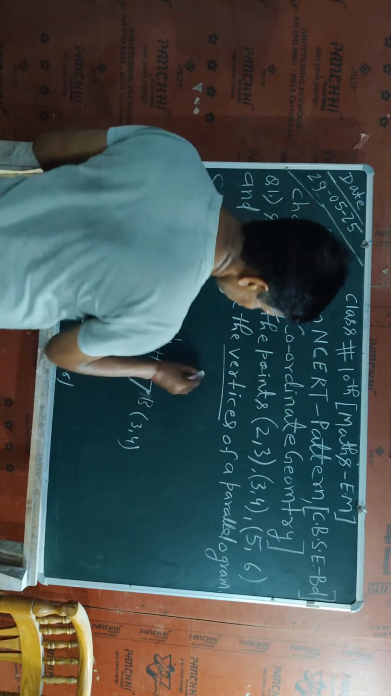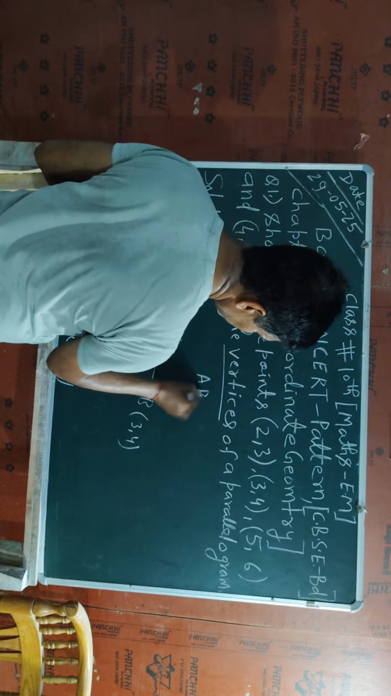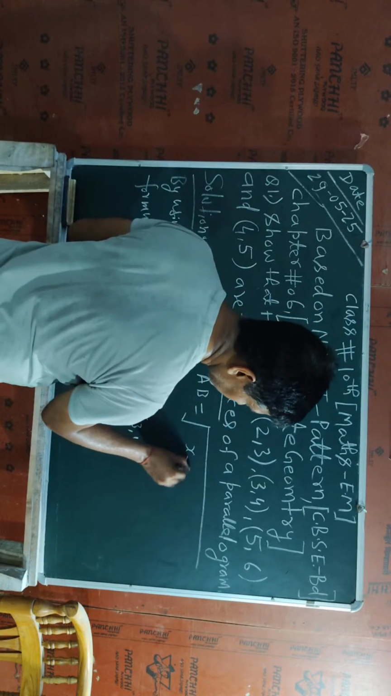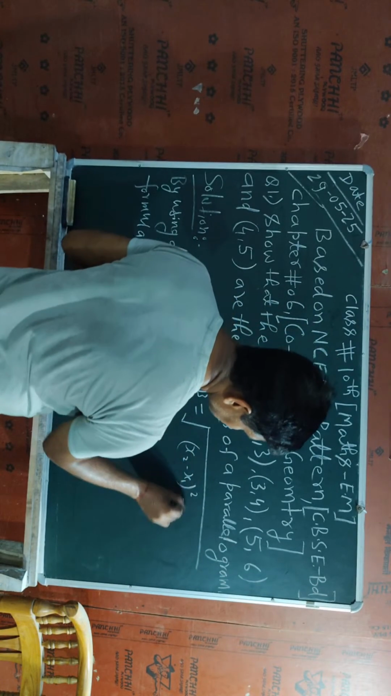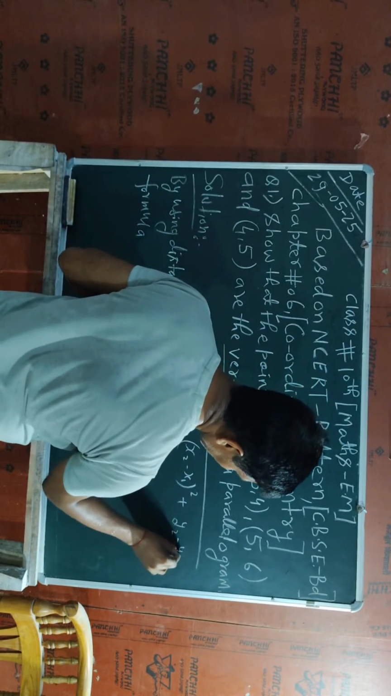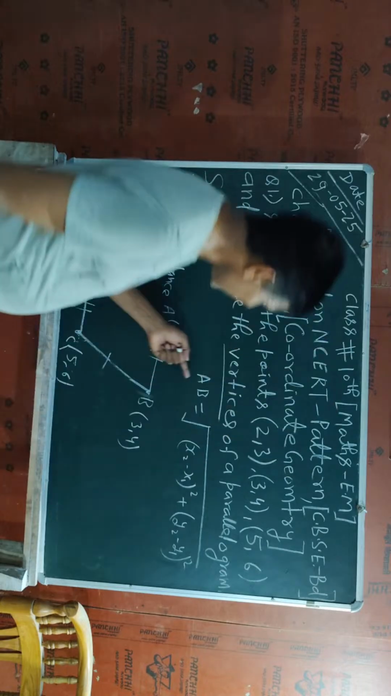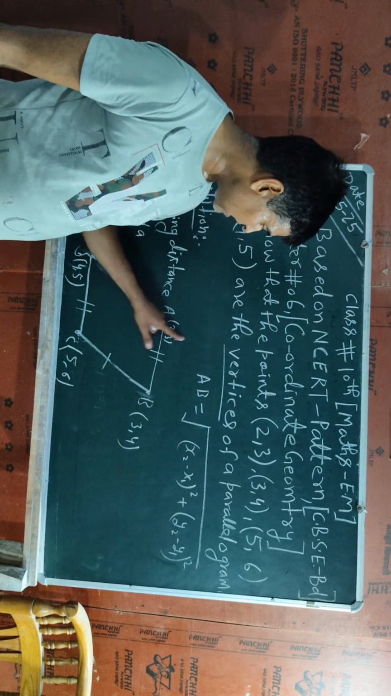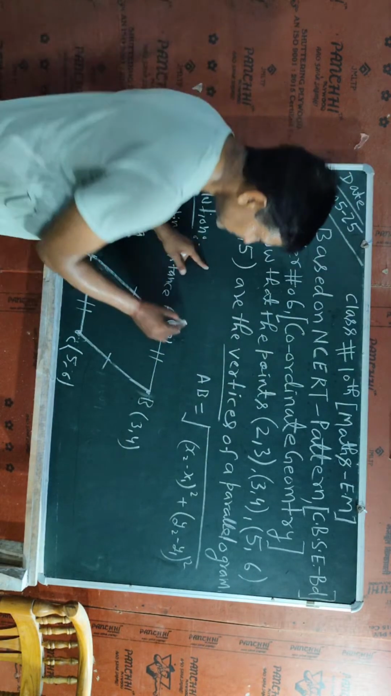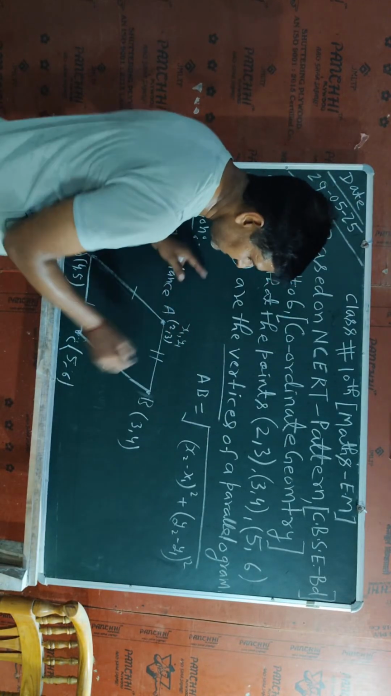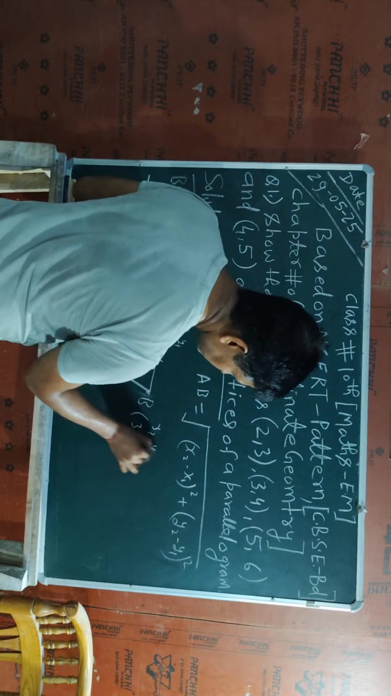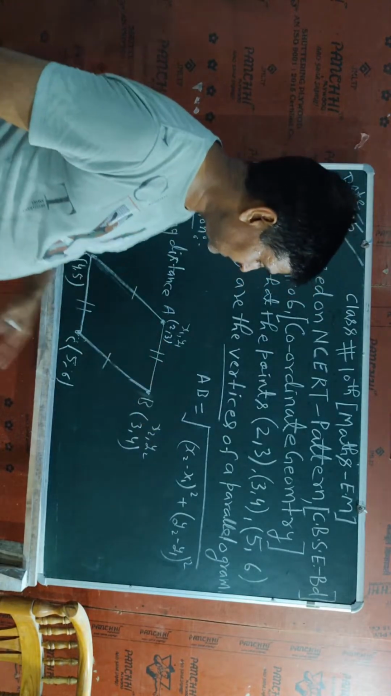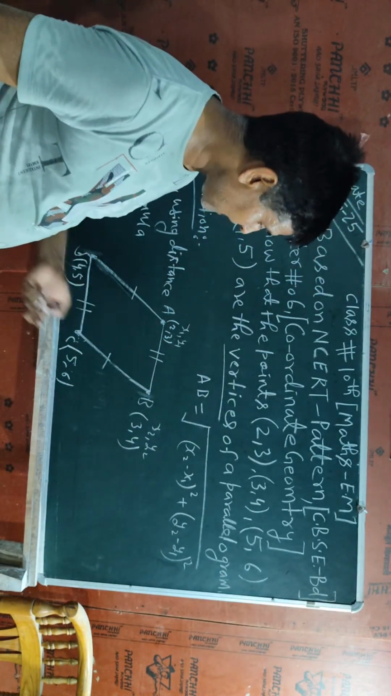Okay, student, now here I will write the distance between A and B, which is equal to, first of all I am going to write the distance formula, which is the square root of x2 minus x1 whole square, plus y2 minus y1 whole square. So here I am taking one point as A, another point as B. So here this is x1, comma y1, and this will be x2, comma y2. So the values of x1, y1, x2, y2 I will substitute in this formula. After substituting I will get its value.